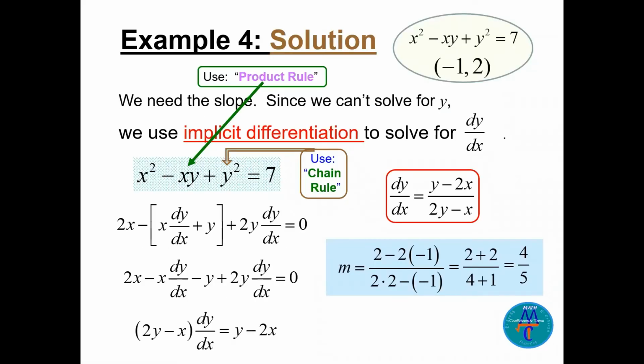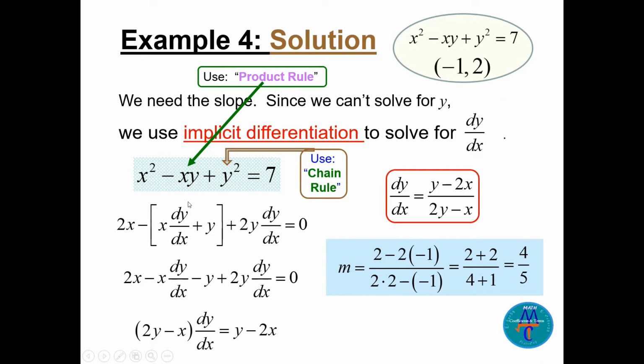On the solution of example 4, we need to find the slope first, which is the derivative. Here we cannot solve for y, so we use implicit differentiation. So this is the equation x squared minus xy plus y squared. In the y squared, we use the chain rule. In the xy, we use the product rule, and x squared is easy by power rule. So let's find the derivative.